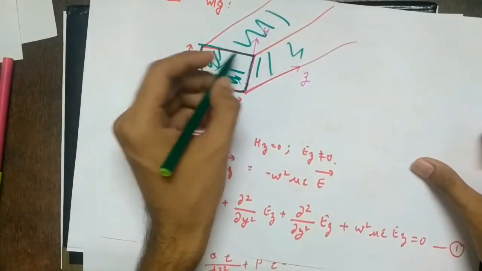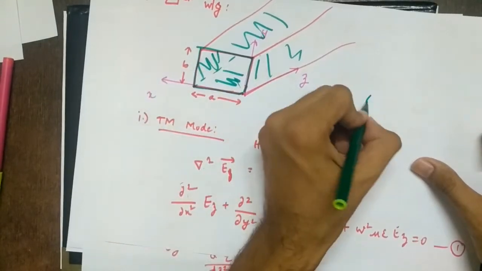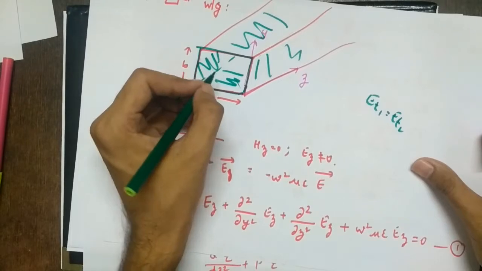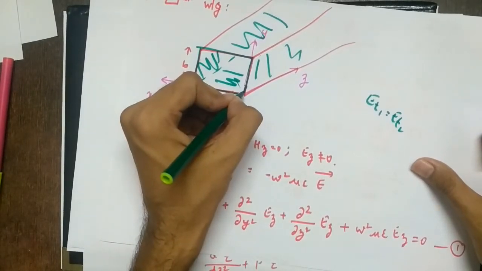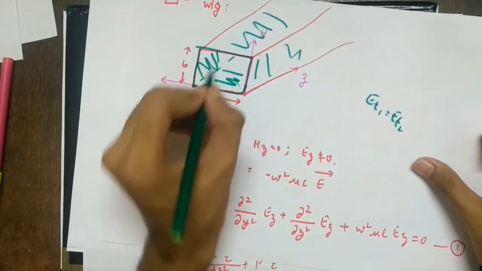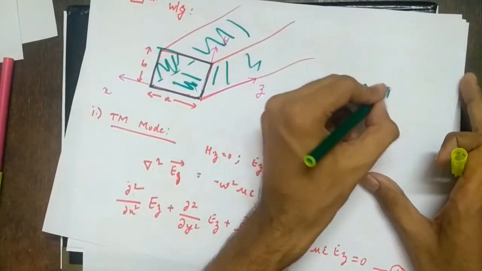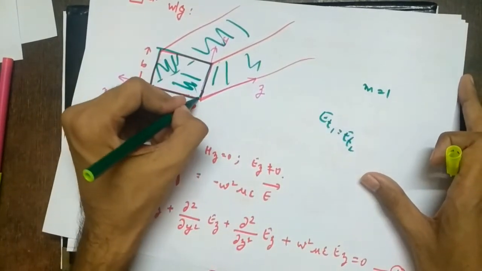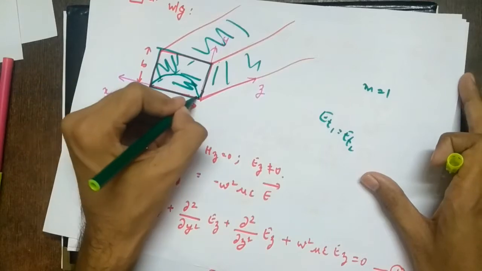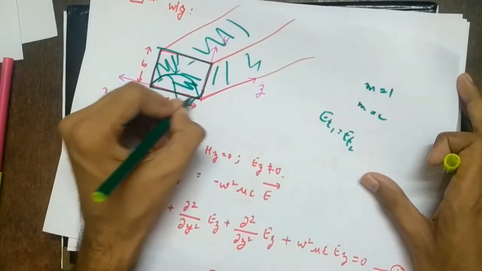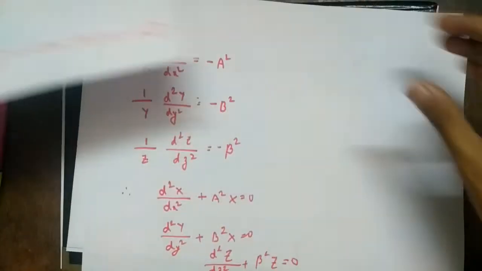Why? Because the boundary condition tells that ET1 equal to ET2, and the field cannot penetrate a conductor. So at the conductor skin, because of skin depth, it will become 0. Otherwise, we can use m equal to 1. m indicates the number of half cycle variations. One half cycle variation also tells us that this should be 0. If it is 2, we have 2 variations, so it is like this. Anyway, we get 0 at the boundary. That is also another hint.